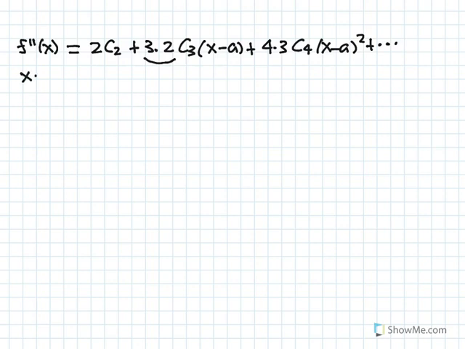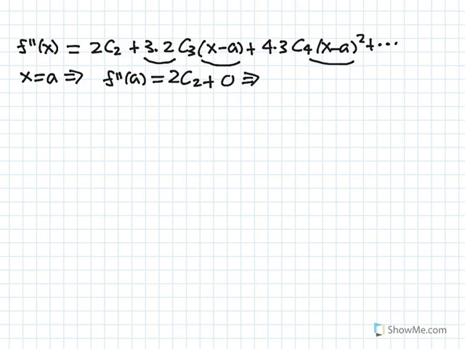So let's plug x equals a into the second derivative. We get f double prime of a is equal to 2 times c sub 2 plus, and all these terms will be 0 because they're all powers of x minus a, plus 0, and so on. So now solve for c sub 2, we get f double prime of a divided by 2. So now we have developed the second coefficient in terms of the derivative of the function.